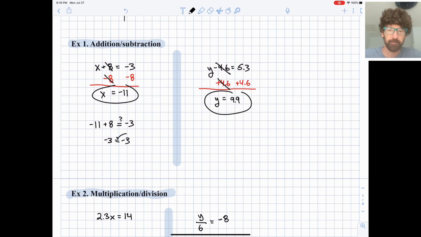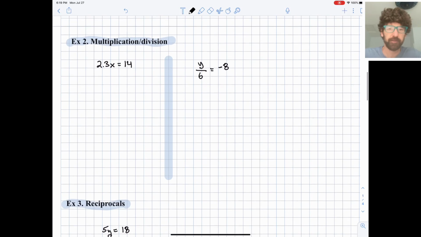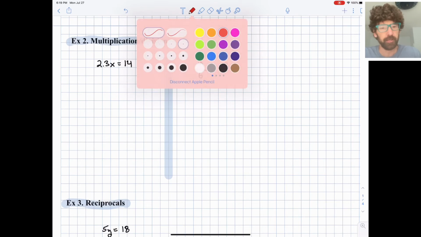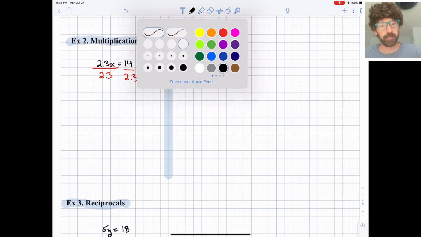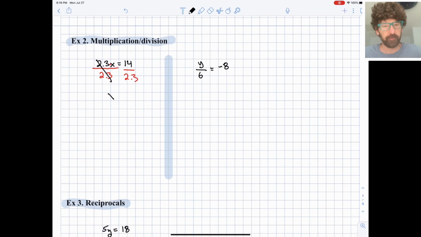All right, let's do a couple more involving multiplication and division. As we said earlier, the inverse of multiplication is division. Here we have a 2.3x. That really means 2.3 times x. There's an implied multiplication symbol right in there. So let's undo that multiplication, and let's divide by 2.3. Of course, we'll do it to both sides. And we have some things cancel. My 2.3's cancel. We have an x remaining on the left side, and let's divide on the right.